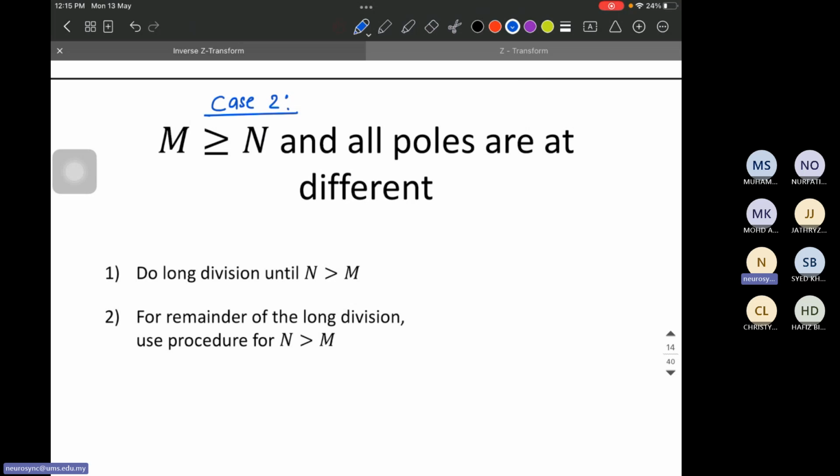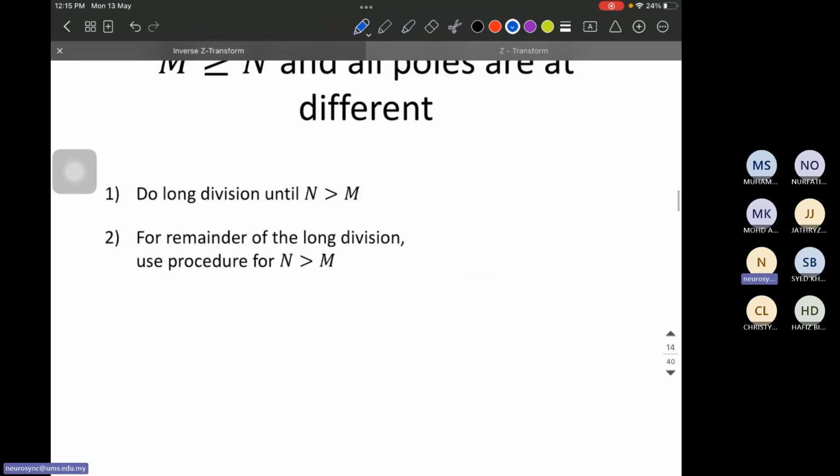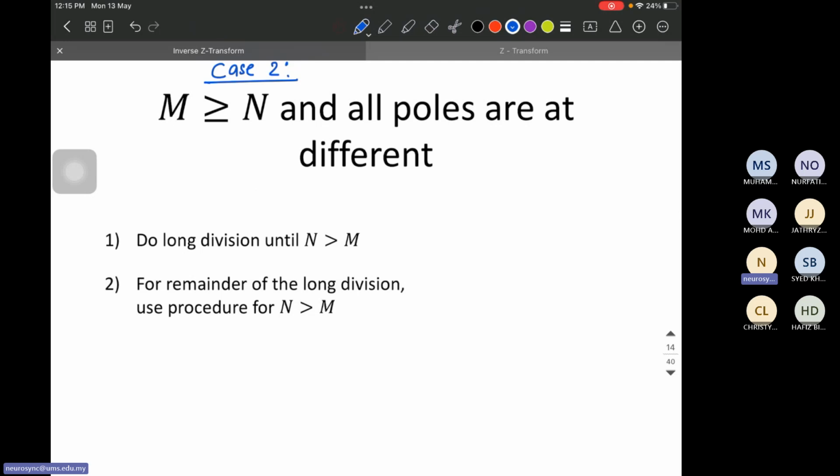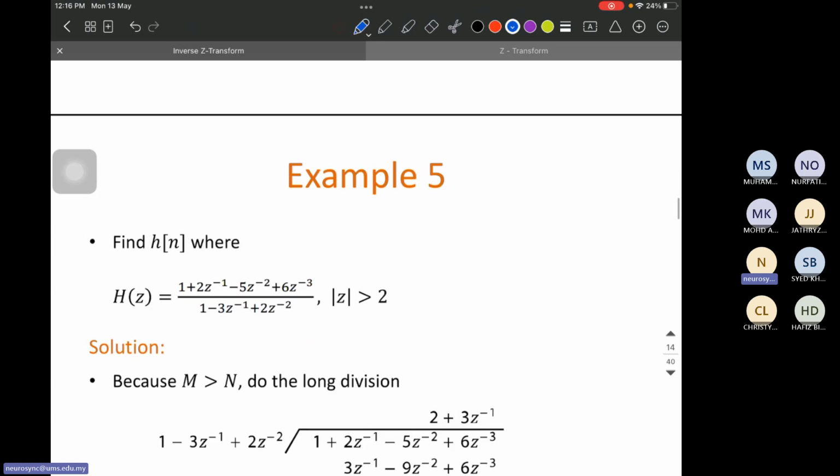Now, if the numerator polynomial has more power than the denominator polynomial, in that case, we will use the long division method. So we'll use the long division method until we get n greater than m in the remainder of the long division. Please remember, here we'll use the long division method.